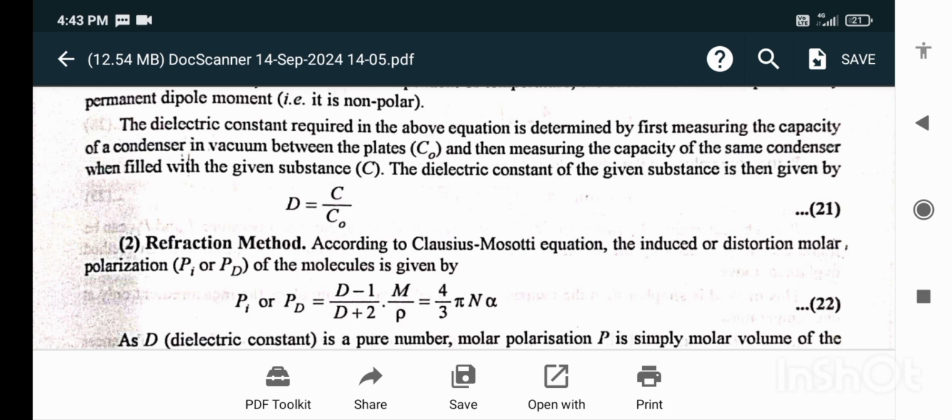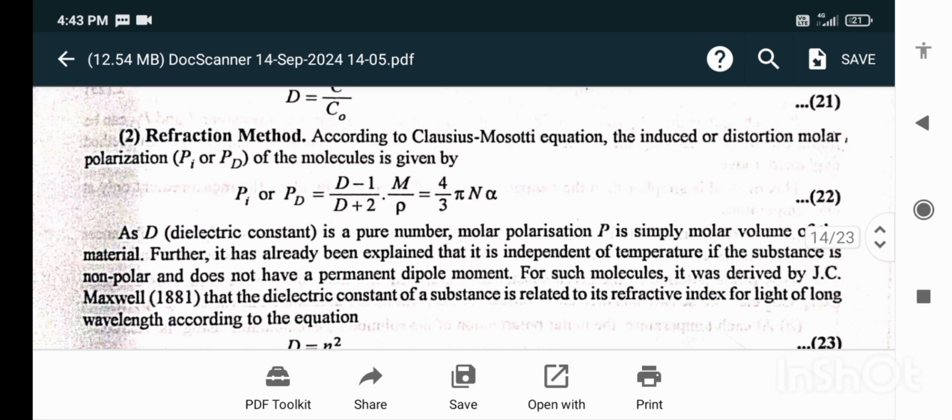Refraction method. According to the Clausius-Mossotti equation, the induced or distortion molar polarization PD of the molecules is given by PD is equal to (D minus 1) upon (D plus 2) into M upon rho, is equal to 4 by 3 pi n alpha. As the dielectric constant is a pure number, molar polarization P is simply a molar volume of the material. Further, it has already been explained that it is independent of temperature if the substance is non-polar and does not have a permanent dipole moment.